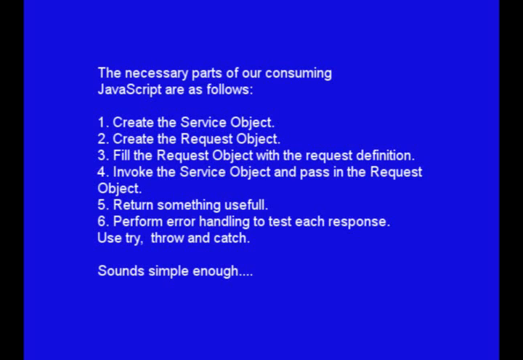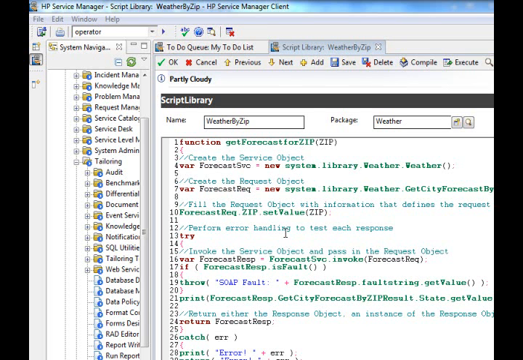First of all, create the service object, then create a request object, fill the request object with the request definition, then we need to invoke the service object and pass in the request object. Then we can return either the response object, an instance of the response object, or a specific value of that instance. And then we do error handling. So anyone who does programming is probably familiar with try, throw, catch, but you'll see an example of that in my script. Okay, so let's get to it.